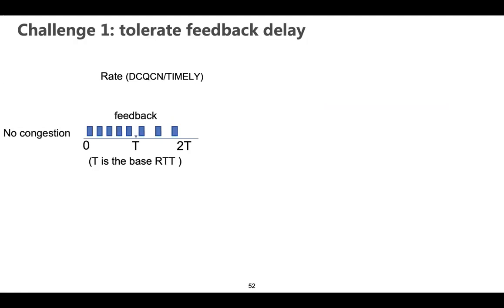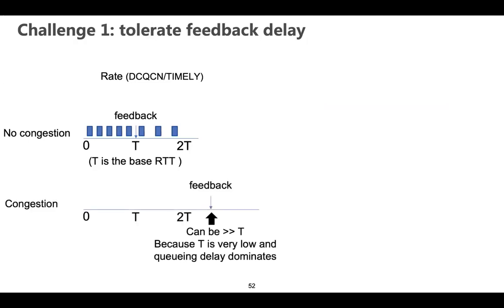Let's see the first challenge. We must tolerate the feedback delay. In today's solution, they use rate-based control. The benefit of rate-based control is that it can send traffic very smoothly. But when congestion happens, the feedback can come much later than the base RTT. In this case, the sender will have a very high sending rate. And the high sending rate not only persists for the first base RTT, but actually persists for a very long period until the feedback comes. And this means when congestion happens, the high rate will cause even more damage to the congestion problem.